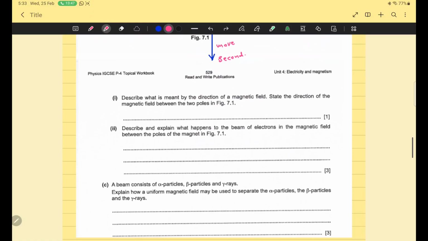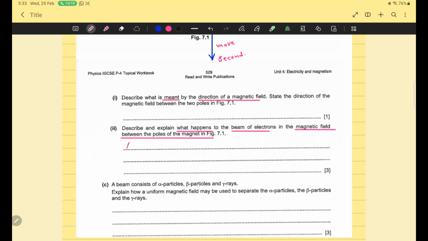Okay. So read the question. Describe what is meant by direction of magnetic field. Okay, I'm going to explain as well. Describe and explain what happens to the beam of electrons in the magnetic field between the poles of the magnet. Actually, in this question, they are not asking the direction of magnetic force. They are asking what happens to the beam of electrons. So I am explaining.